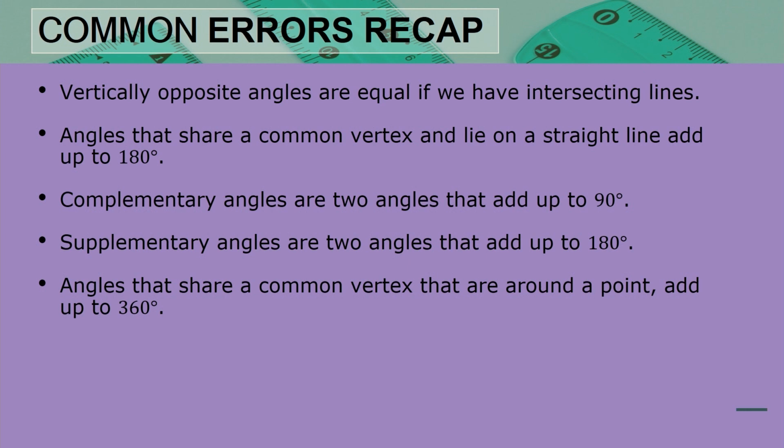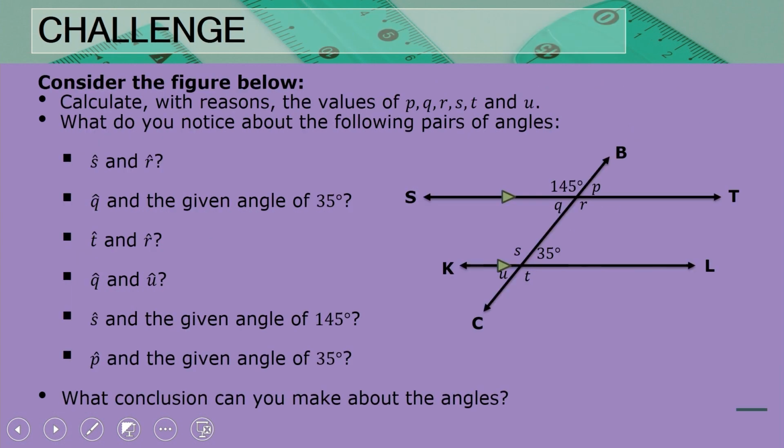Complementary angles are two angles that add up to 90 degrees. Supplementary angles are two angles that add up to 180 degrees. And lastly, remember that angles that share a common vertex that are around a point, they add up to 360 degrees. Let's finish off our lesson with a nice challenge.